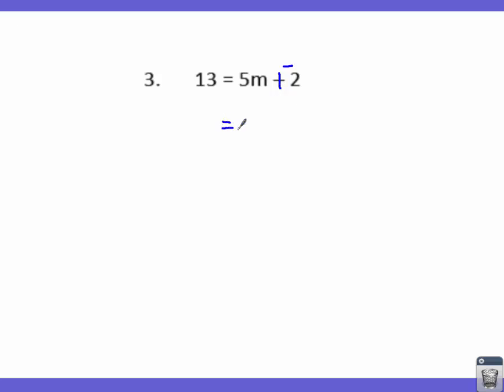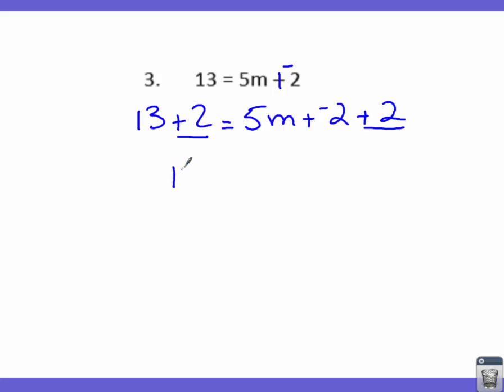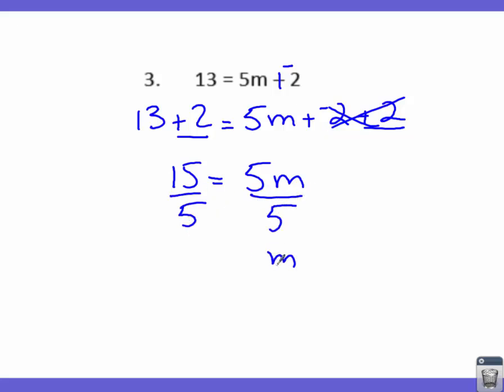So I start with the equal sign. I still need to get rid of this negative 2. So 5m plus negative 2 plus positive 2. So 13 plus 2. Those are the two things that were new. I had the negative, so I added its opposite. So we end up on this side with a 15, which is equal to 5m, because my 2's cancel each other out. Then I divide by 5, and we end up with m equaling 3.